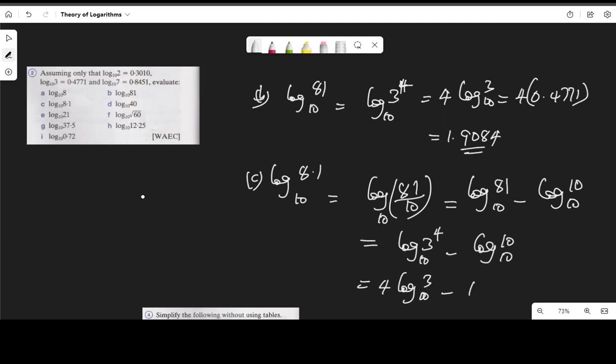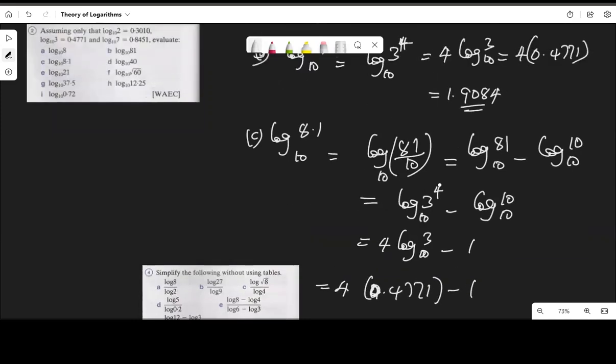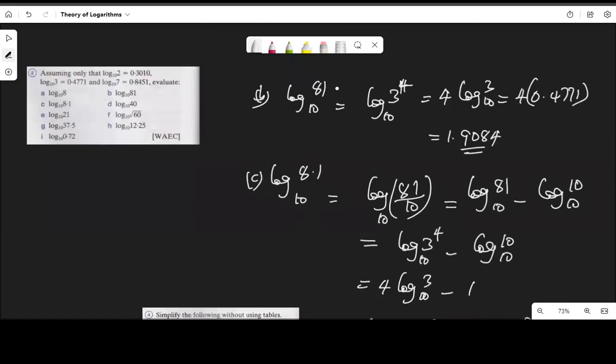Log 10 to base 10 is 1, which is 4 times log 3 to base 10, which is 0.4771, and minus 1. 4 times that is already here, which is 1.9084, then minus 1. That will be 0.9084. That is question C. Now for question D.